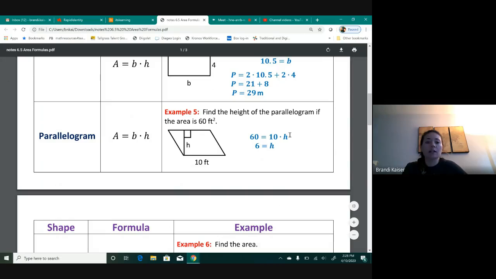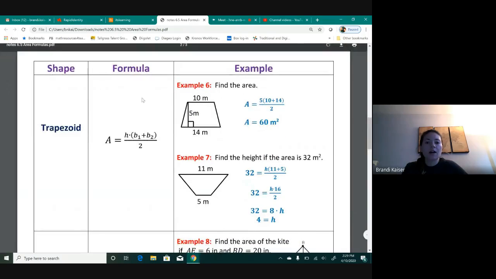So just make sure, again, you read carefully as far as what you're given in the problem and what you're trying to find so you know where things end up in the formula. This isn't going to be like, here's the information, find the area every single time. Sometimes you have to find other information.